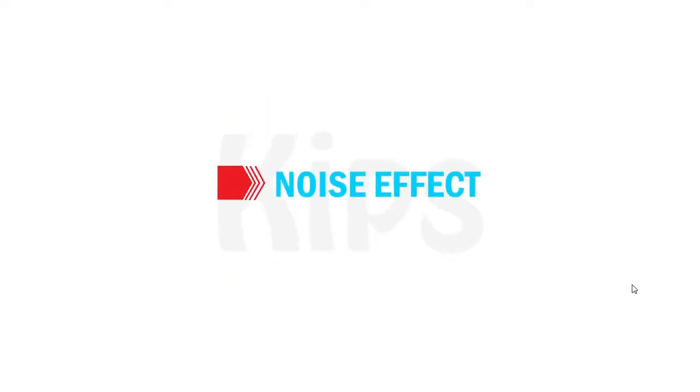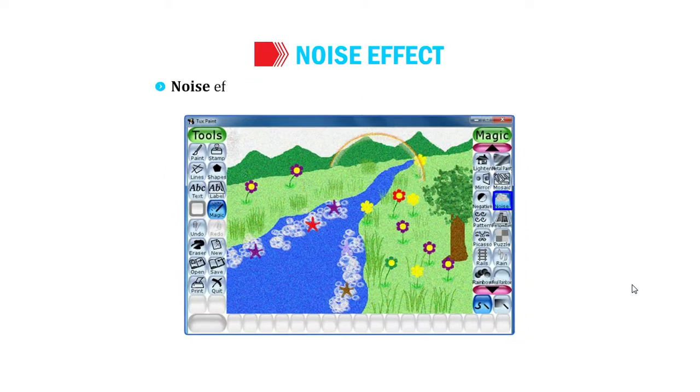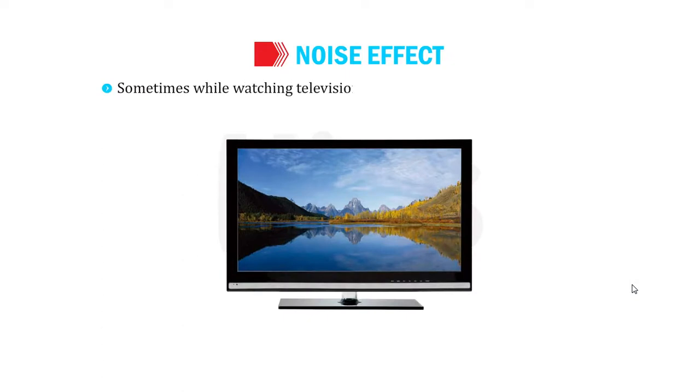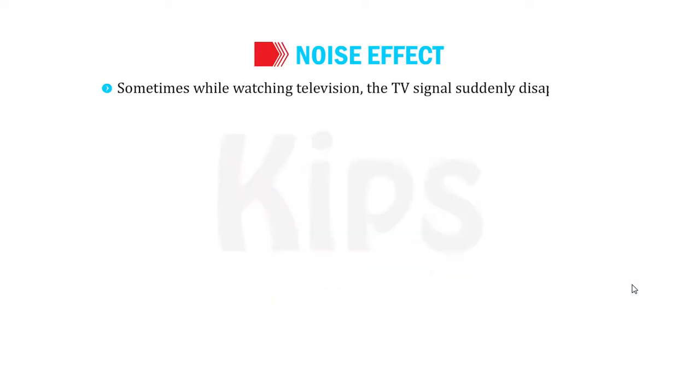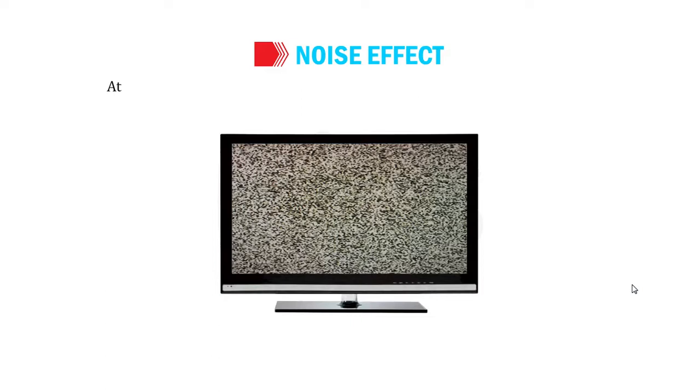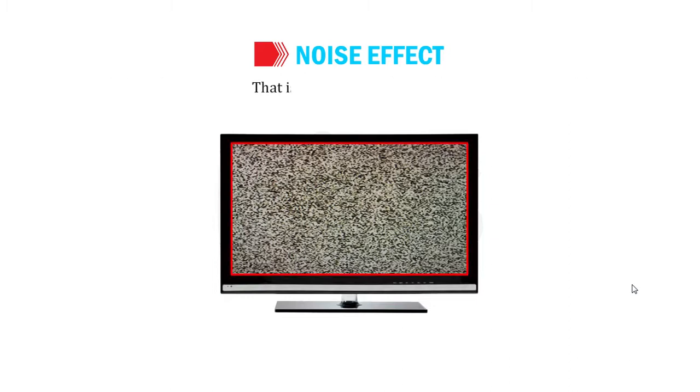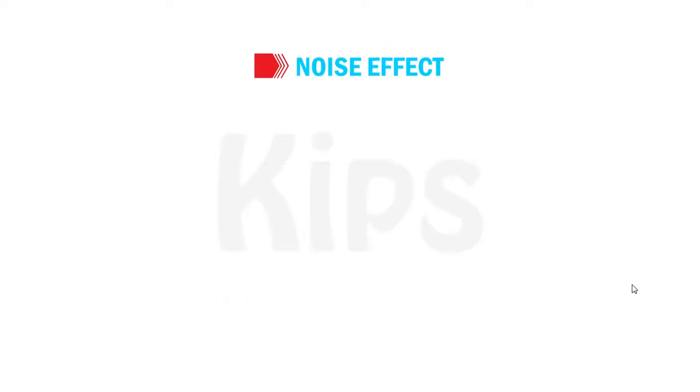Okay, let's talk about noise effect. Noise effect is used to add white noise to our drawing. Sometimes while watching television, the TV signal suddenly disappears. At that time, you see thousands of black and grey dots on your screen with some noise. That is called the black noise. White noise is a mixture of grey, blue, maroon, and white dots.